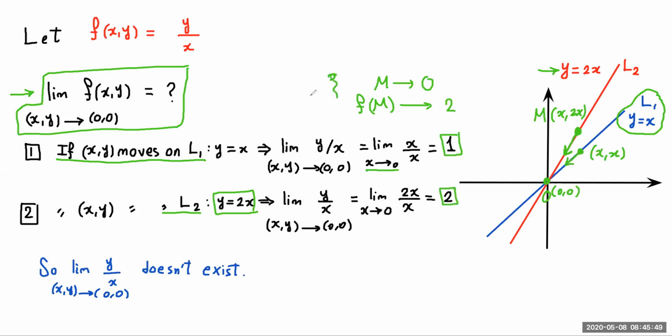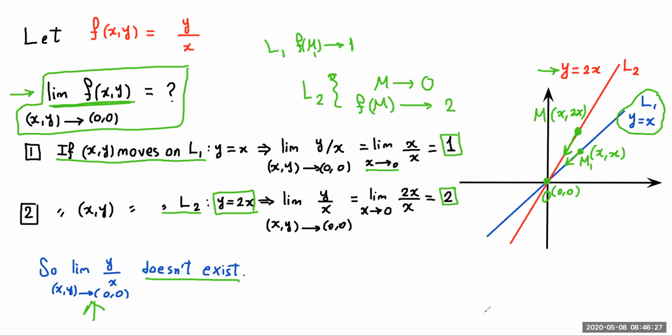This is on L2, but on L1, if I call this point M1, what is f(M1)? f(M1) will approach 1. So the limit of the function in the direction L1 is different from the limit in the direction L2. For this reason, the limit of y over x when (x,y) approaches (0,0) doesn't exist.